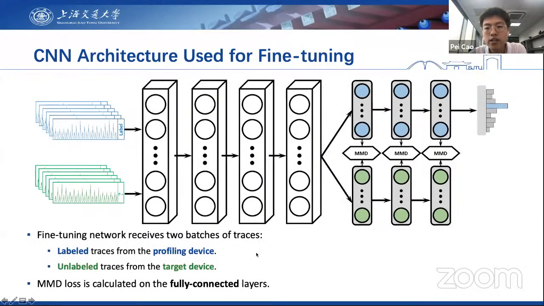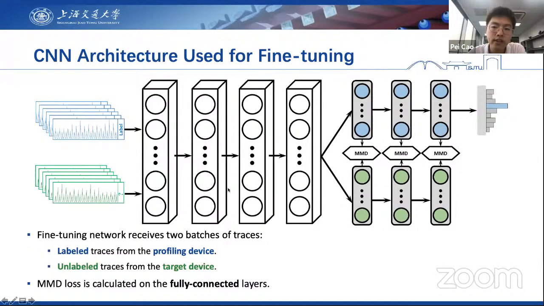As for the architecture, there are two main differences between classic CNN models and our architecture. First, our fine-tuning network receives two batches of traces for each training process. Specifically, one batch of labeled traces is acquired from the profiling device. The other batch of traces is unlabeled, acquired from the target device.